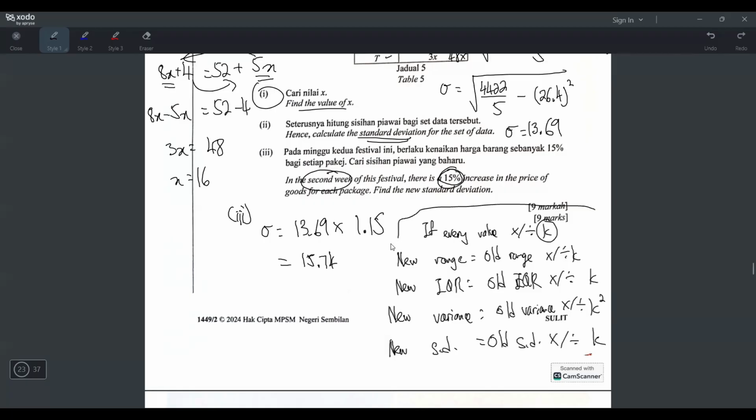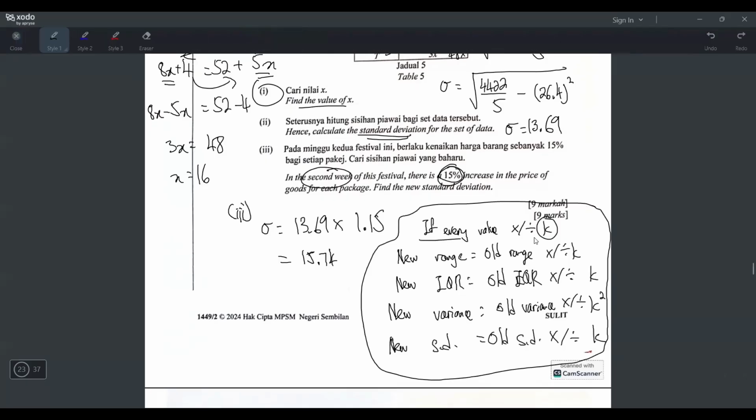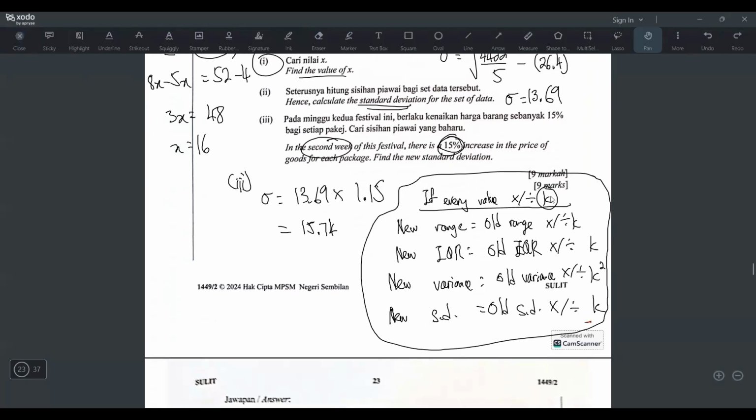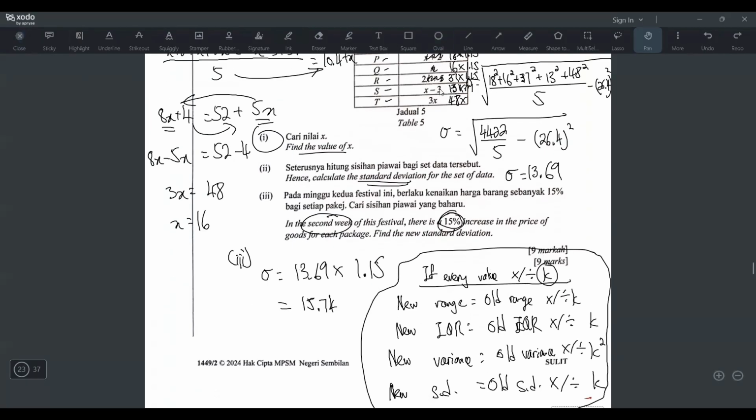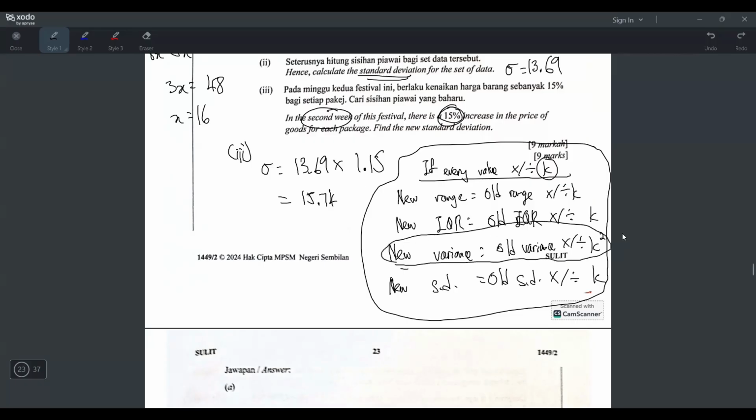Okay, let me explain this. This is important, all right? I hope you understand what I write here. What do I mean by this? It means if you take the data and every single value you times or divide with any number, but it has to be every value times or divide with the same number, then you can apply this formula. So the new range will be the old range times or divide with the same number. Interquartile range is also the same, standard deviation is also the same, but for the variance you have to put square. This is the only one that is different, so I'll put a star here.